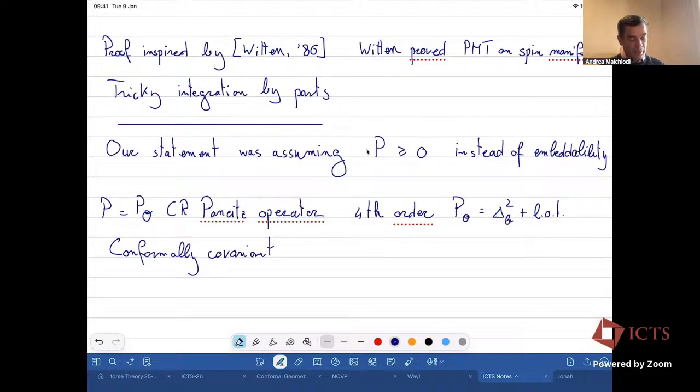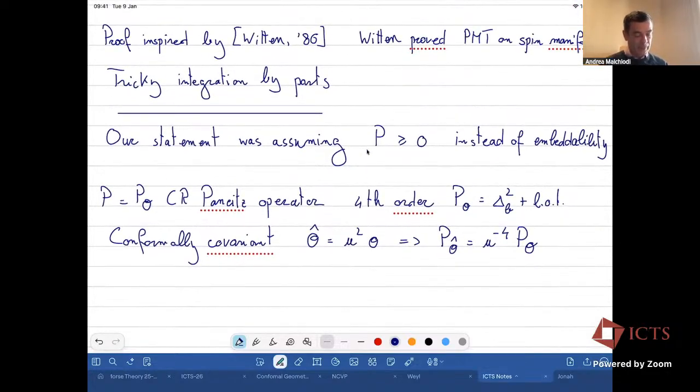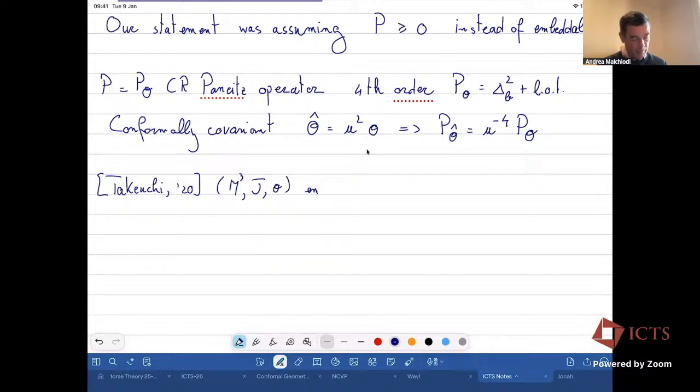In the sense that if you change, say, theta hat to u squared times theta, then the Paneitz operator with respect to theta hat is equal to u to the minus 4 times P theta. Okay, so we proved the positivity of the mass, assuming that this Paneitz operator is greater or equal to 0. But then there was a paper by Takeuchi from 2020. So he proved that if the manifold is embeddable, then the Paneitz operator is actually non-negative.